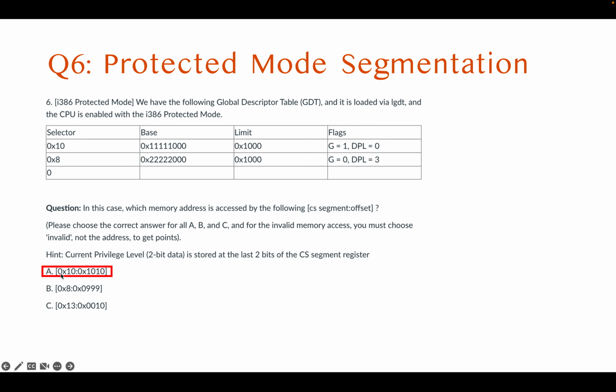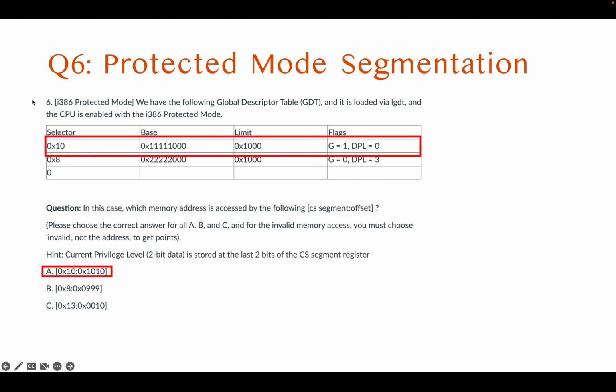The segment selector is 0x10, and the offset is 10010. To calculate the address, we follow the selector first, 0x10, fetch the base address, and then add the offset. If we add these two numbers, 1 and 1 become 2, and the rest of the digits are all 0, so 1111, 2010. That is the address. But we should also check whether the current offset is within the limit.